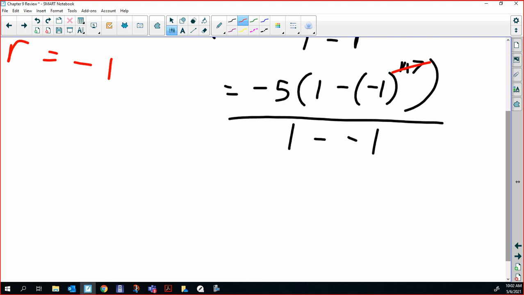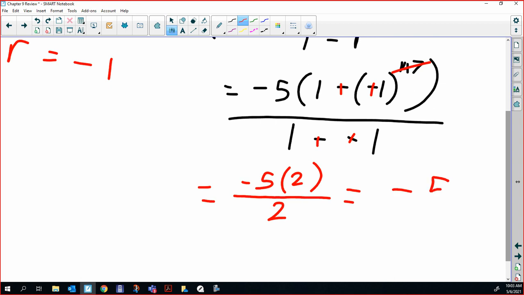1 minus -1 is really 1 plus 1. So this is -5 times 2 divided by 2, which is -5. Since it's odd, it was just going to be a -1.